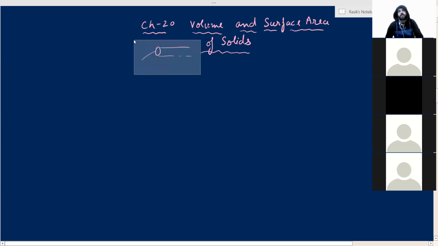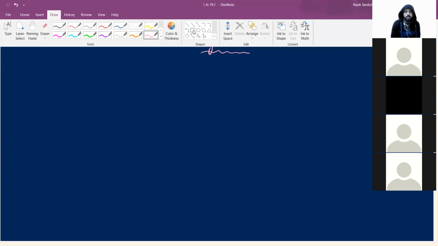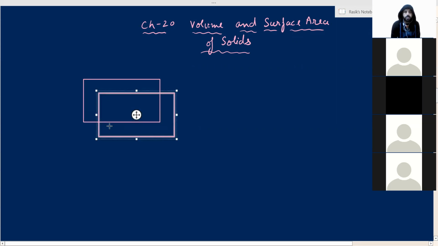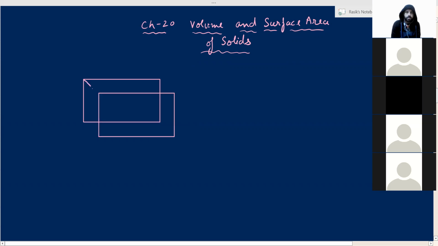So this is the meaning of volume of an object. Surface area is simple. You already know area. What is the meaning of area? So in a 3D object, as we saw just now, there was a cuboid. Let me draw it quickly. A cuboid has how many surfaces?